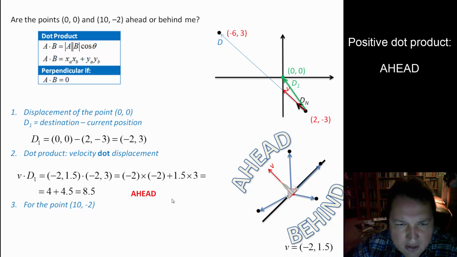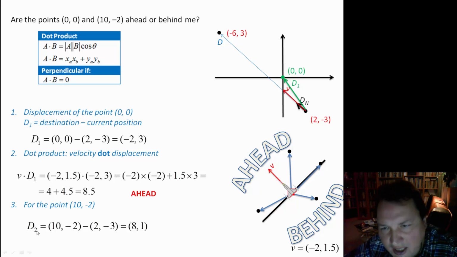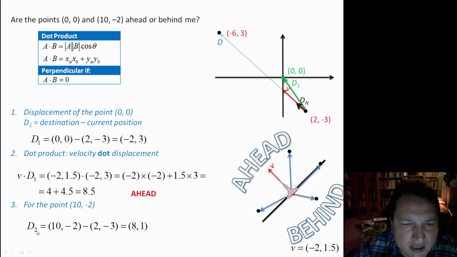Now let's have a quick look at the point 10, minus 2. So the first step is to find the displacement. This is the second point we are analyzing here, so I'm using the d with index 2. Please note these are the coordinates of this point. So this is the point I am interested in, 10, minus 2, minus my current position 2, minus 3. The result is 8, 1.